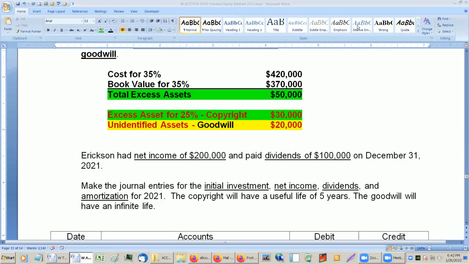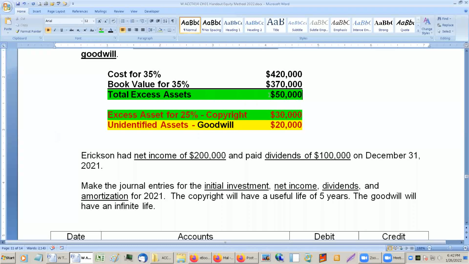By the way, that unidentified is not my terminology. That's a term you'll see commonly used. To me, it's not unidentified, it's goodwill, but sometimes you'll see it say the unidentified asset. What they mean is it has to do with the overall way the place is run. It's not specific to this patent or this equipment, so it's not specific as to which chunk of the assets it is. The overall operation has goodwill, in this case of 20,000.